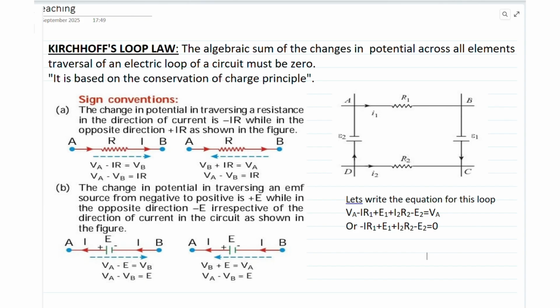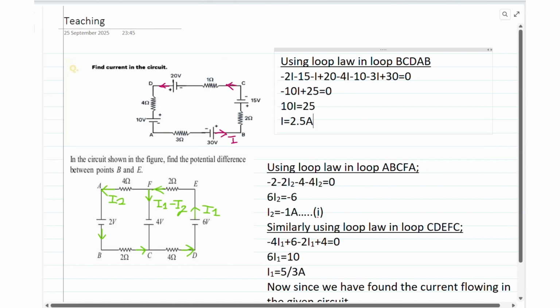Let's do a few illustrations on this, which will boost our concept and understanding of the topic.